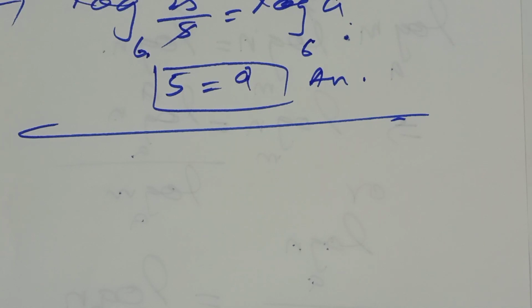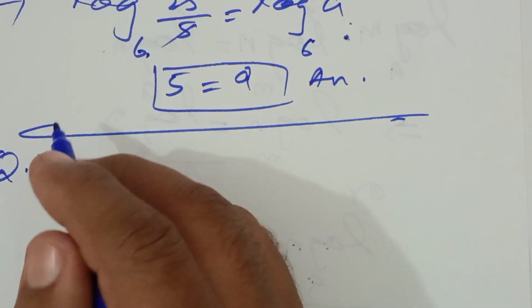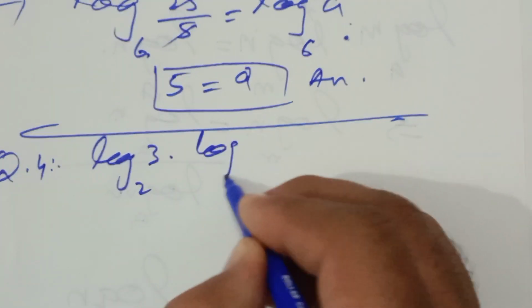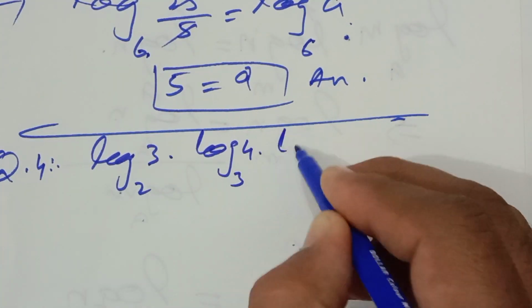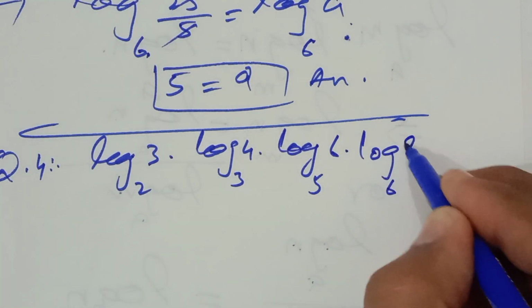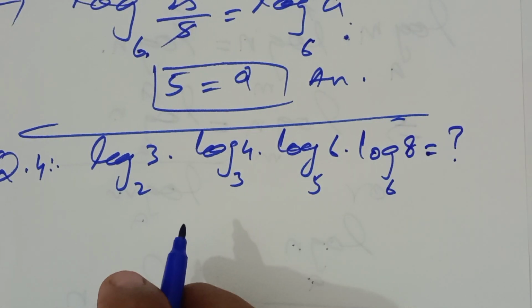Now here, the last question of this portion, this exercise 3.5, page 91, is question number 4, which is very simple. Find log with base 2 of 3 multiplied by log with base 3 of 4 multiplied by log with base 5 of 6 multiplied by log with base 6 of 8, which will be equal to something.